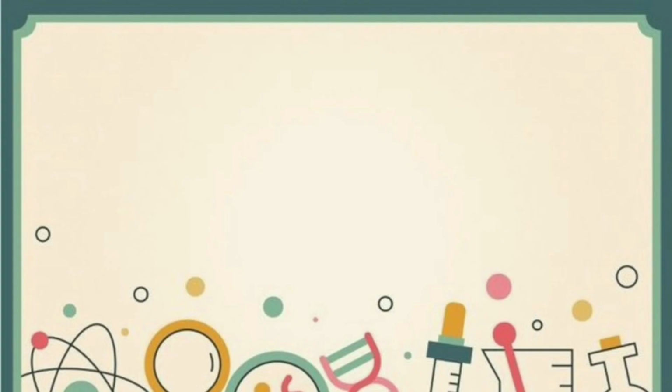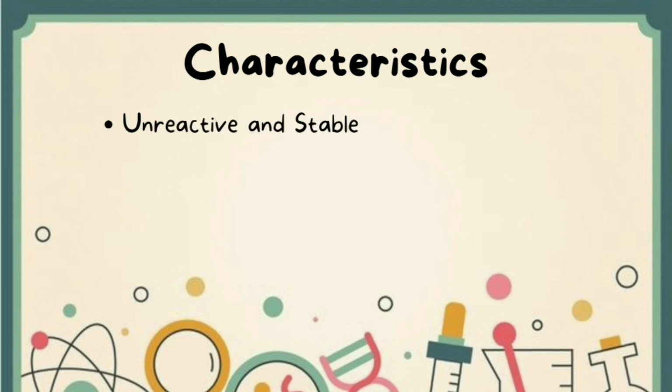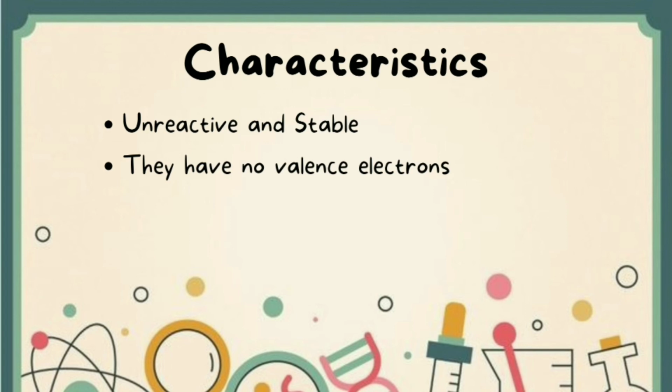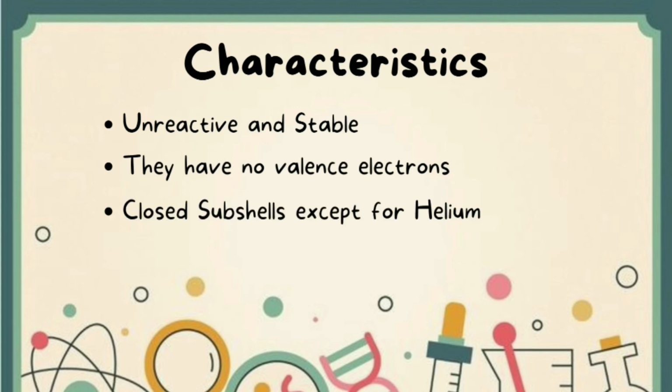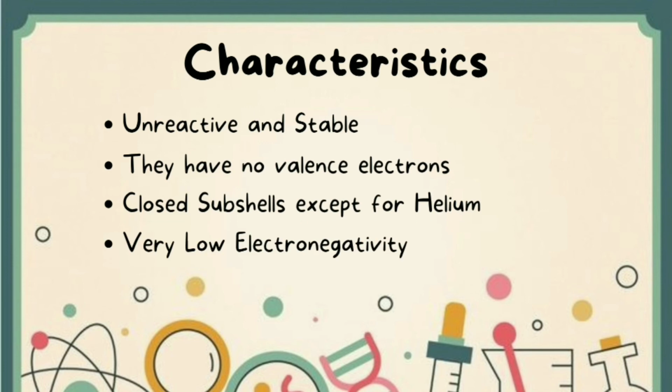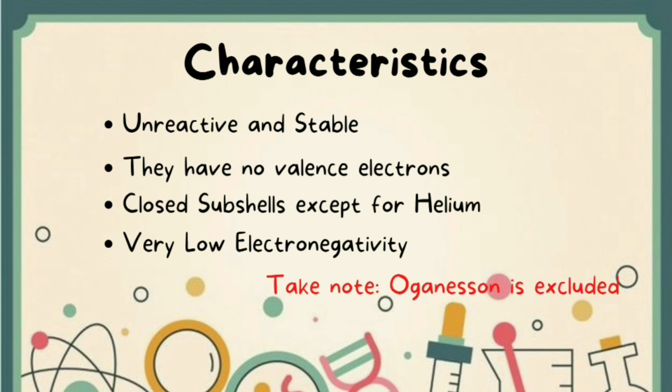Characteristics of noble gases. Noble gases are unreactive and stable because they have no valence electrons or have the maximum number of electrons in their outer shell, which is 8. They also have closed subshells except helium, because helium only has one s shell closed with 2 electrons. Due to their stable characteristics, they have low electronegativity, but helium is considered to have the highest ionization energy, except, of course, the radioactive element oganesson.